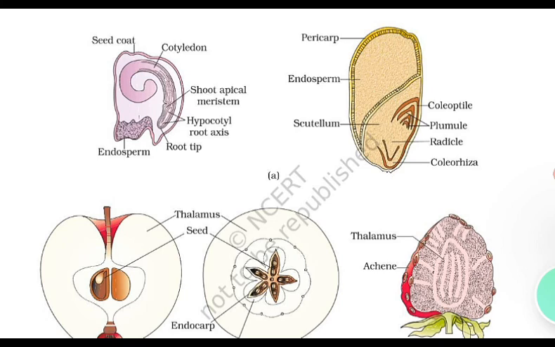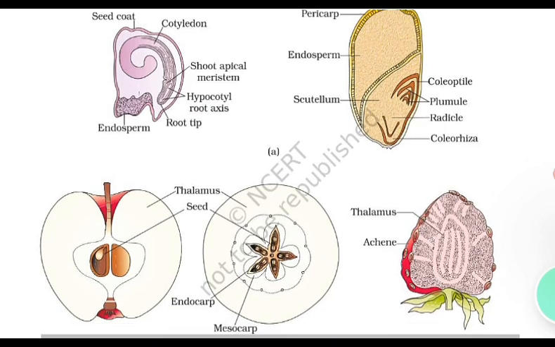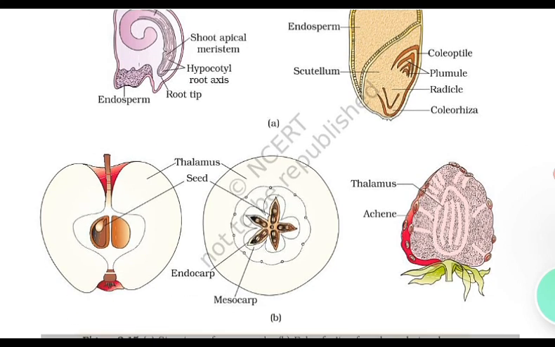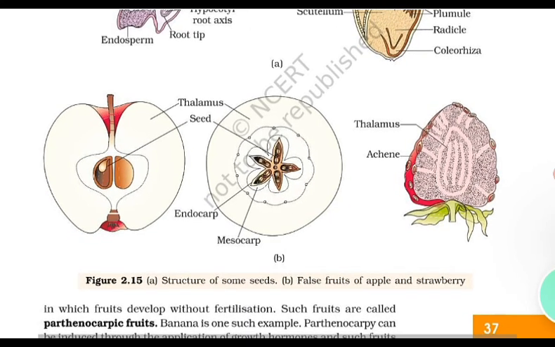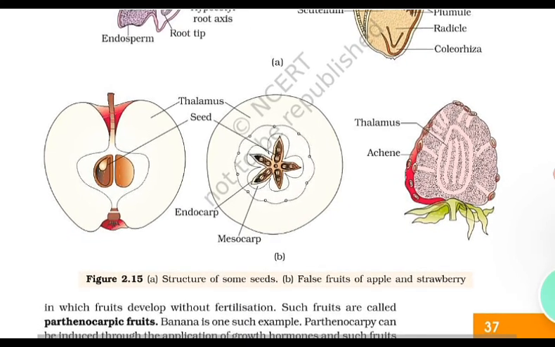So the next is seed. So let's proceed further with the seed. In angiosperms, the seed is the final product of sexual reproduction. कौन है final product? Angiosperm में seed is the final product of sexual reproduction. It is often described as a fertilized ovule. Seeds are formed inside the fruits. फ्रूट्स के अंदर seeds are formed inside the fruits.